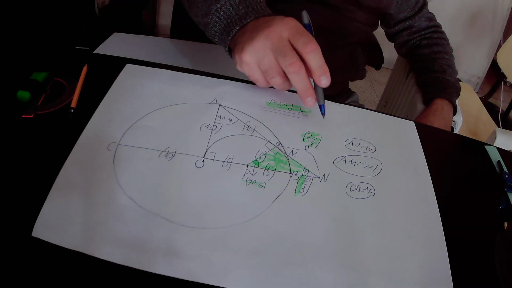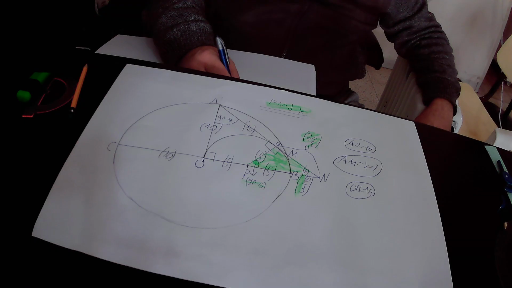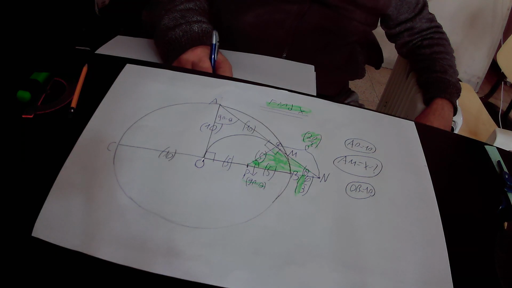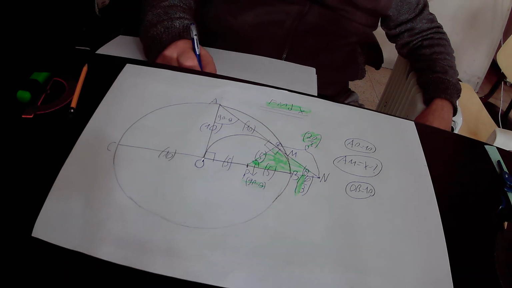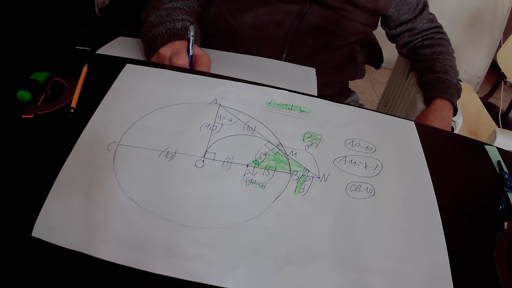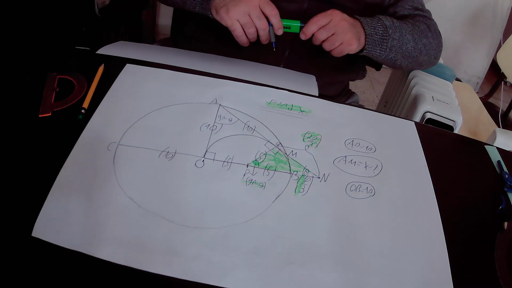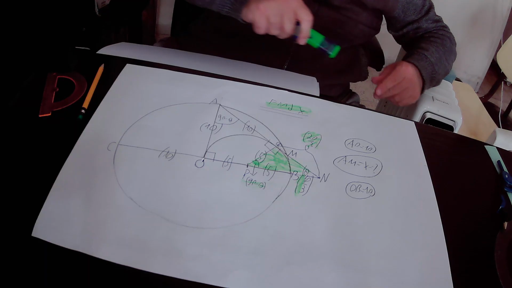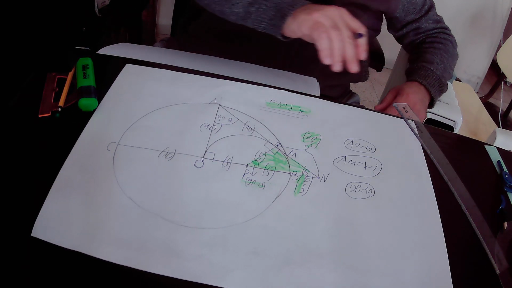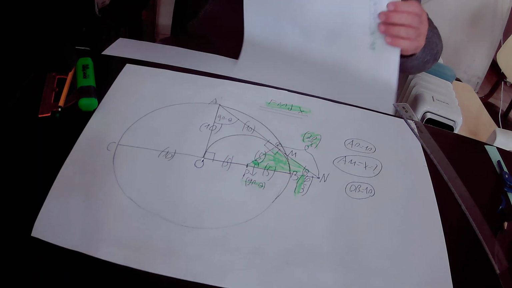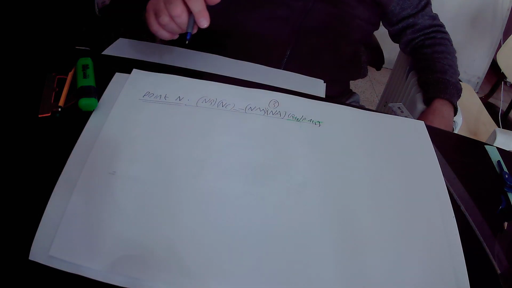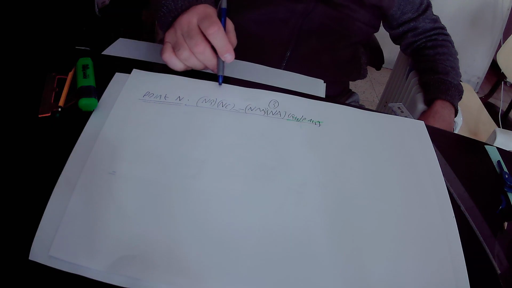According to rule number 14, if you focus on the common external point N, NB times NC equals NM times NA.